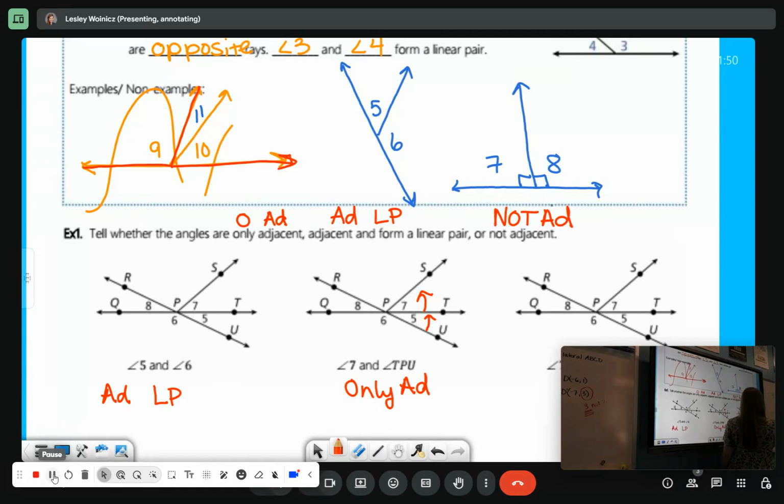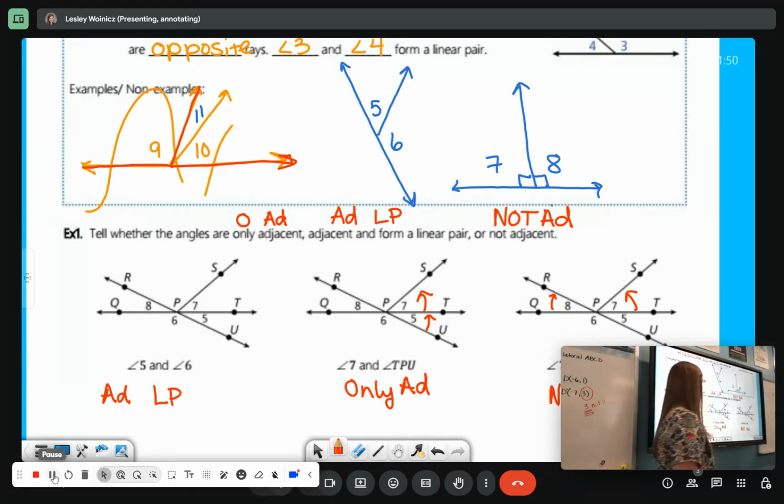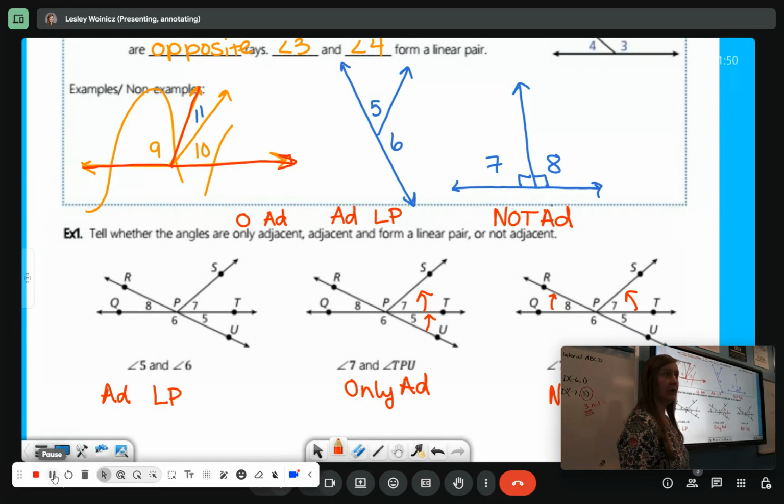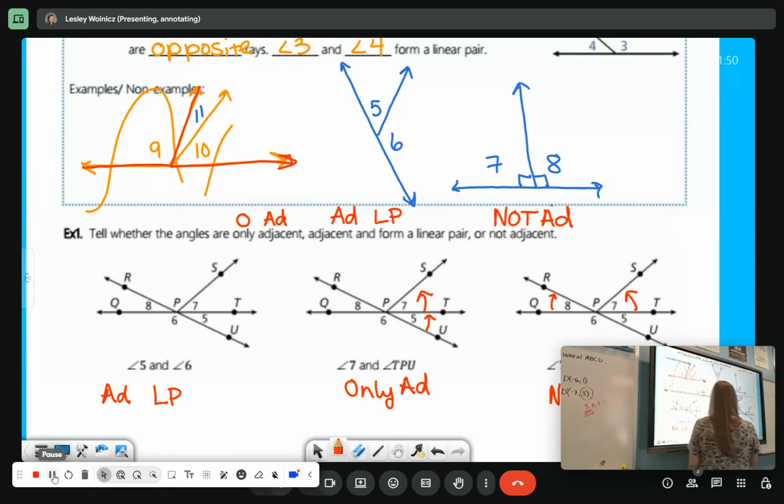Okay. 7 and 8. Not adjacent. Or could you say neither? That was not one of the options. Do you see that neither was not one of our options? Okay, any questions about that? Okay.